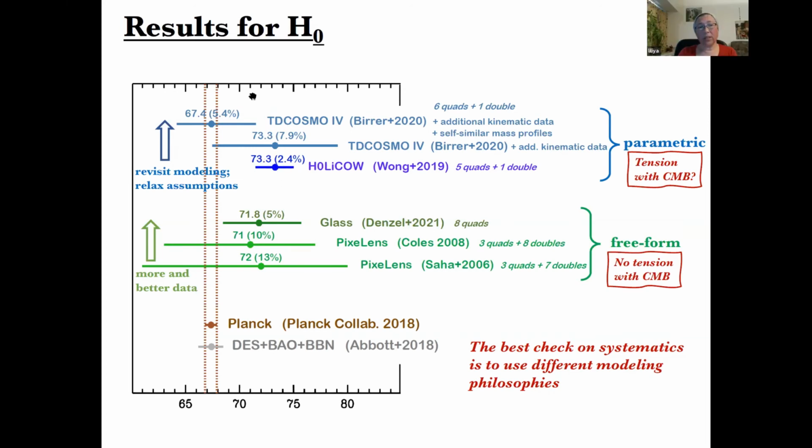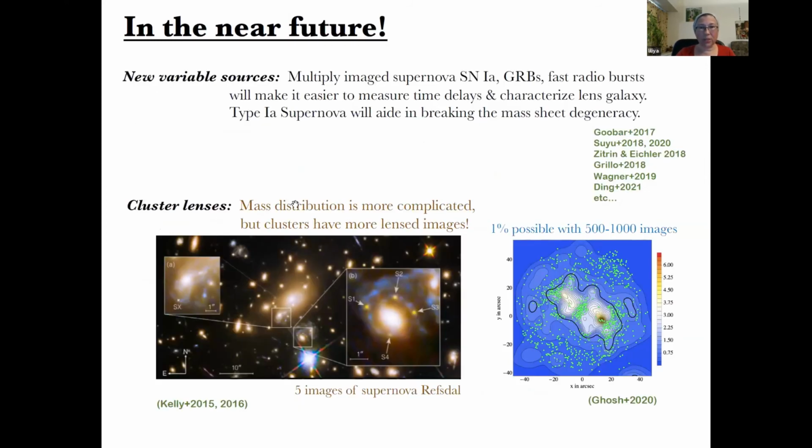Depending on whether you take this result or that result, there may or may not be tension with the CMB value. And the best check on systematics, and so the size of your error bars basically, is to use different modeling philosophies, as I've shown here. I'm not going to talk about this, but I'll just say that there are many exciting things coming in the future, results from cluster lensing on H0, and also new variable sources in addition to quasars. Thank you. Thanks for listening.